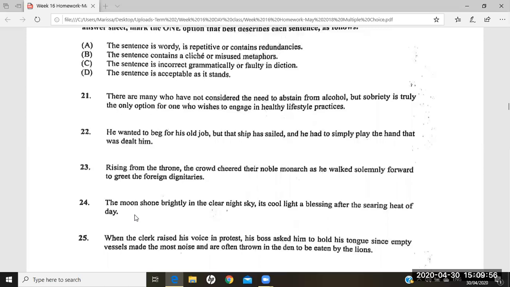Yes, 24 is D. There is no error. Very good. And the last one, number 25: when the clerk raised his voice in protest, his boss asked him to hold his tongue since empty vessels made the most noise and are often thrown in the den to be eaten by the lions. So what's your response for 25?